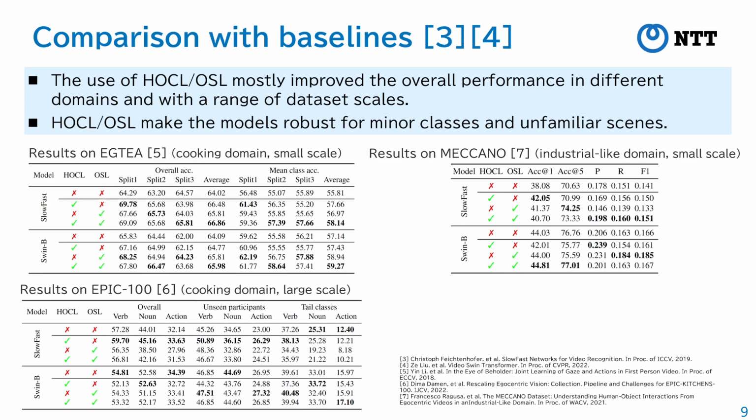We evaluate the performance of our proposed methods on 3 datasets. We employ SlowFast and Video Swin Transformer pre-trained by Kinetics in our experiments. The results show that the use of our learning methods mostly improved the overall performance, in different domains and with a range of dataset scales. In addition, they make the models robust for minor classes and unfamiliar scenes.